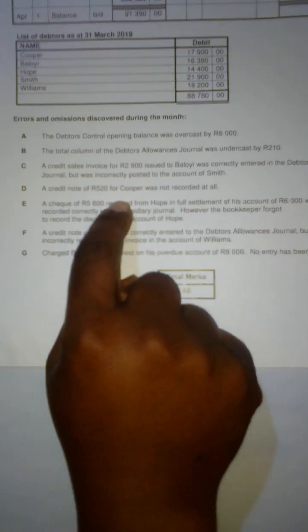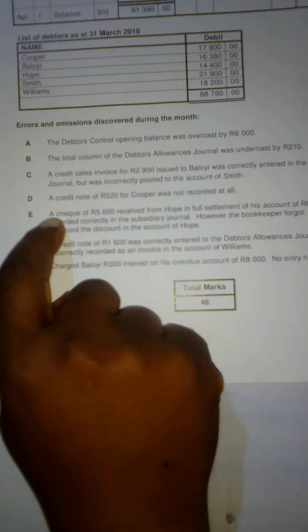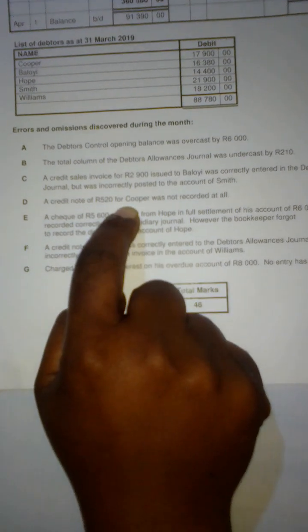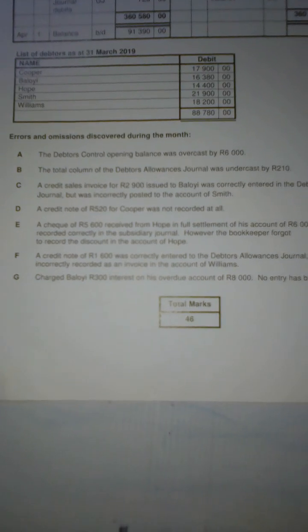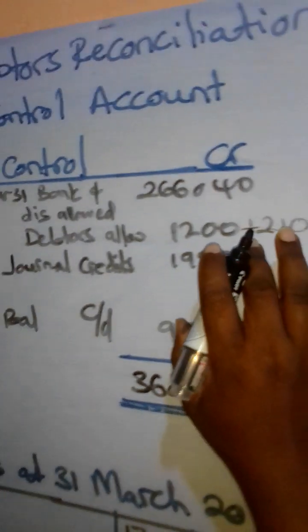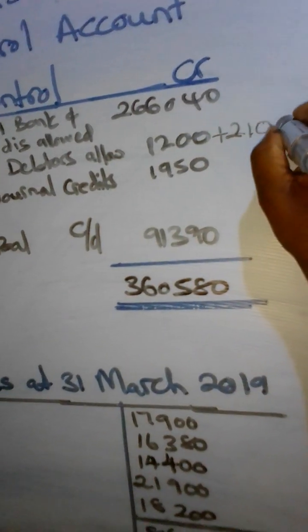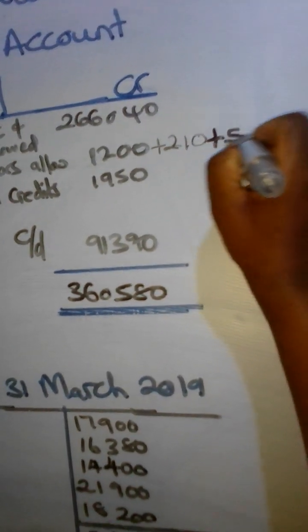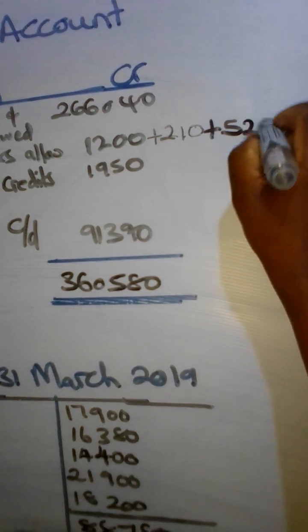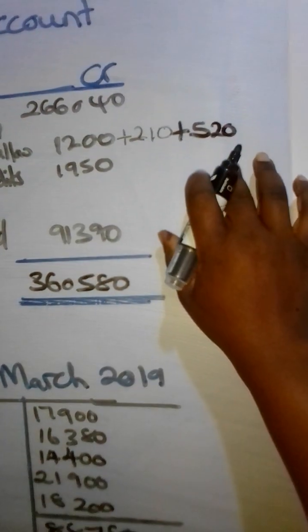Okay, let's proceed. Let's move on to adjustment number D. A credit note for 520 to Cooper was not recorded at all. These are debtors allowances, is it? They were not recorded at all. So what do we do? We have to record them. Here we've got debtors allowances. Remember, we added the 210. We are also going to include the 520 for those debtors allowances which were not recorded.